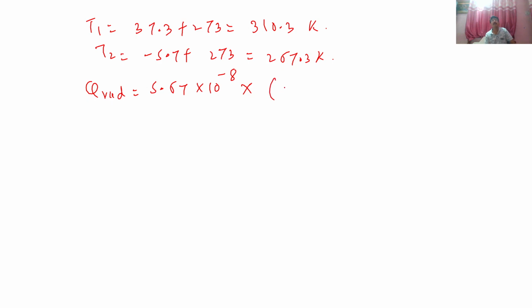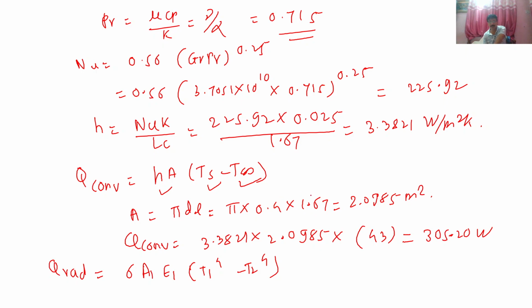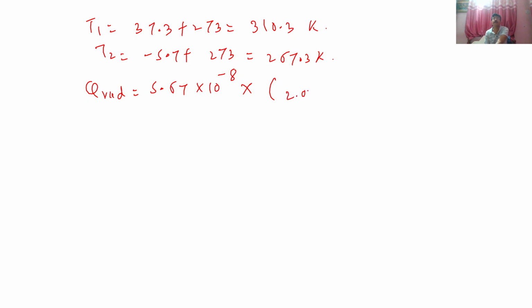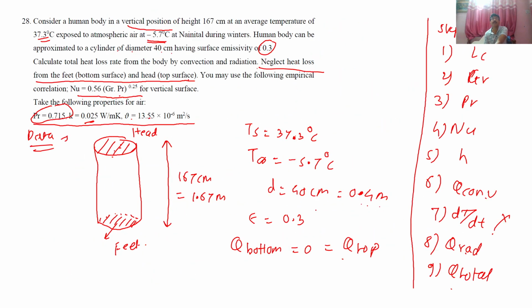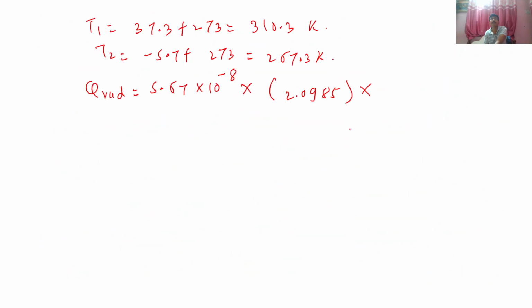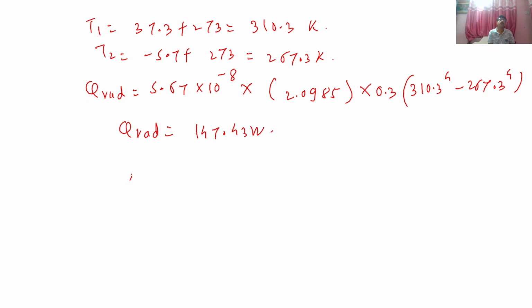Area. What is area? Just now I calculated it. The same area that is available for convection is available for radiation. So you have already done the calculation, 2.0985. Epsilon, how much is it given? Epsilon is given as 0.3 in the problem. Emissivity 0.3, in bracket 310.3 raised to 4 minus 267.3 raised to 4. If I calculate it, Q radiation comes around 147.43 watt. So what is Q total?